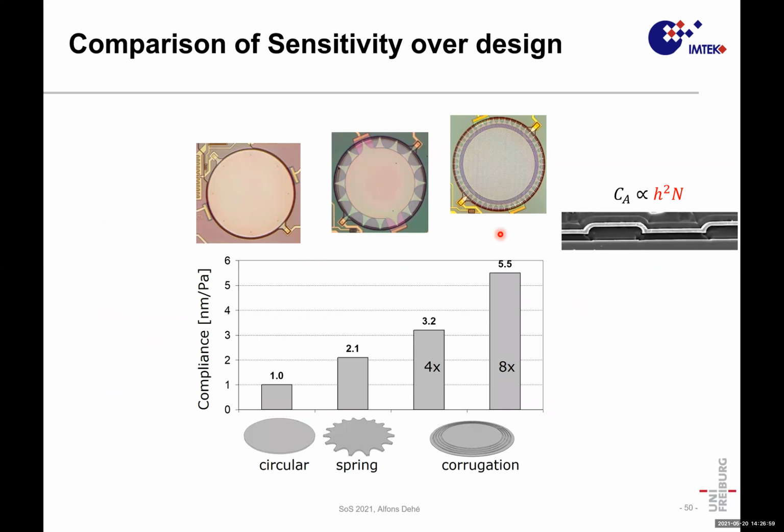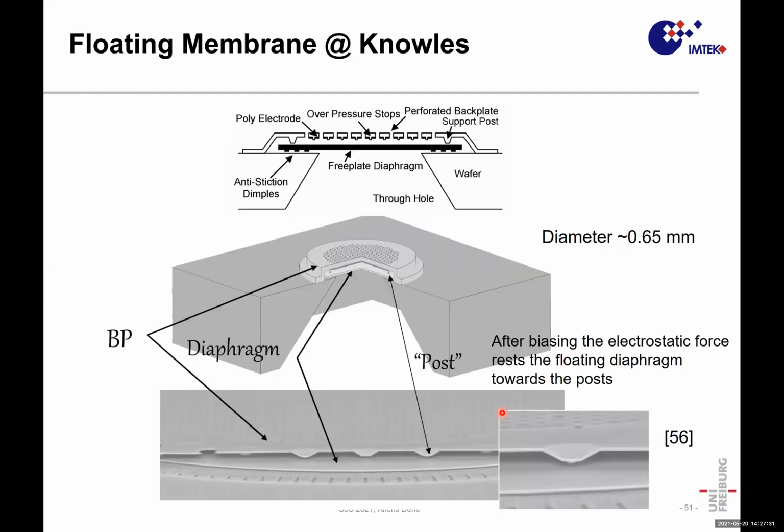And it is nice to show that, again, we have here the circular diaphragm, the spring diaphragm, and the same diaphragm with 4 or 8 corrugation rings inside the layer, and it is scaling nicely with the number of rings. And this is finally also the chance for productive designs that nowadays use these corrugation rings to improve sensitivity.